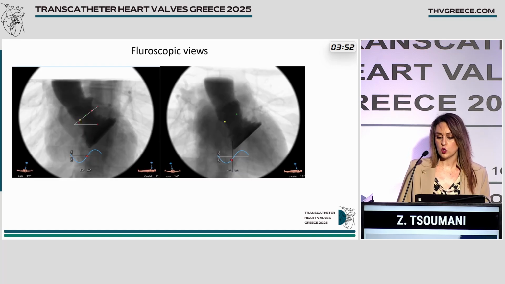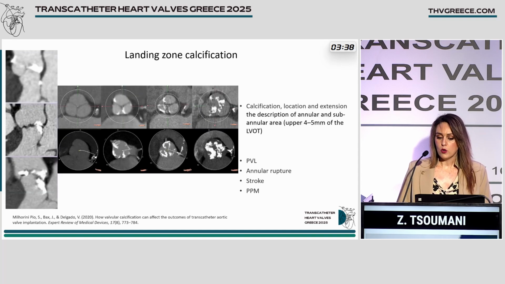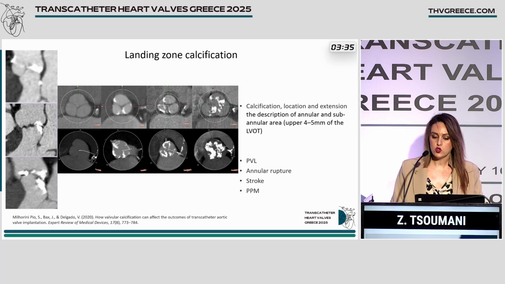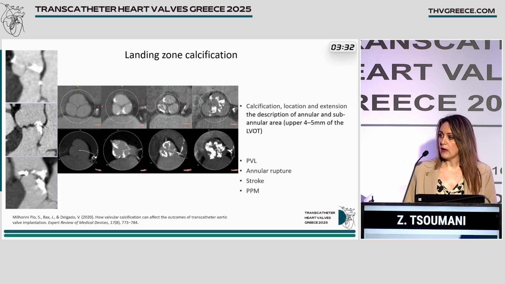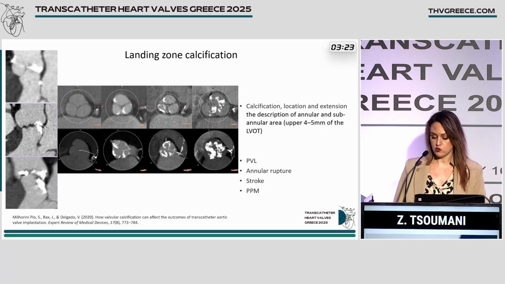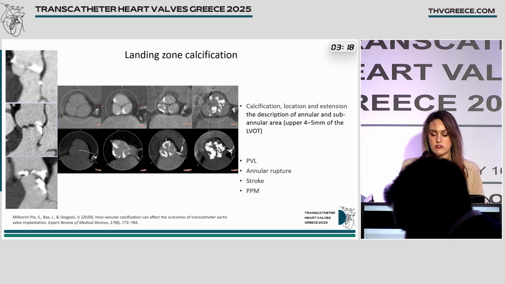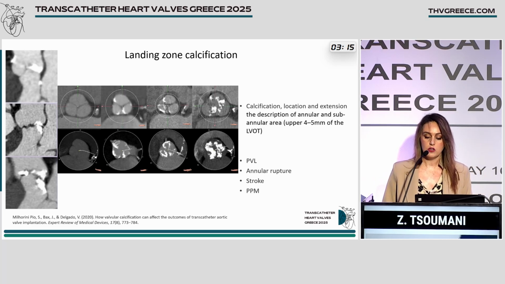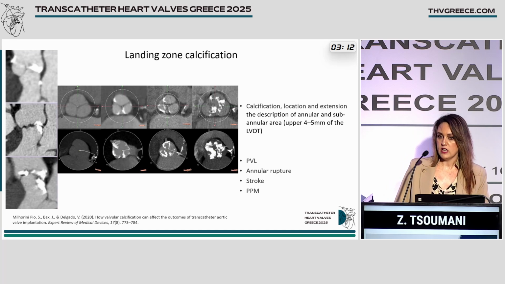CT can provide us with fluoroscopic views regarding the C-arm during the procedure, reducing the procedure time and the contrast given to the patient. Really important is to study the landing zone for calcifications to describe the burden, the location, and any extension, not only in the aortic valve cusps, but also in the annulus and the LVOT. And this landing zone calcification has implication in terms of paravalvular regurgitation, annular rupture, stroke, and pacemaker implantation.